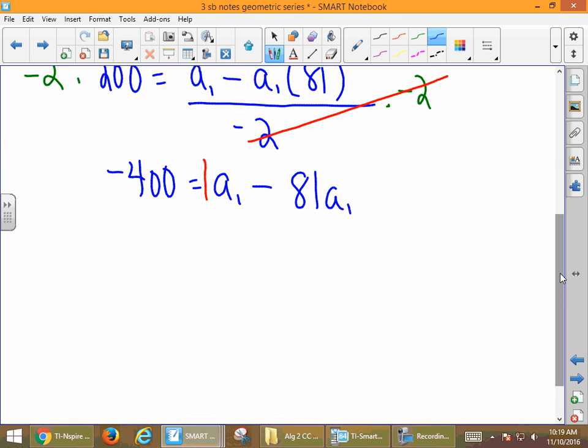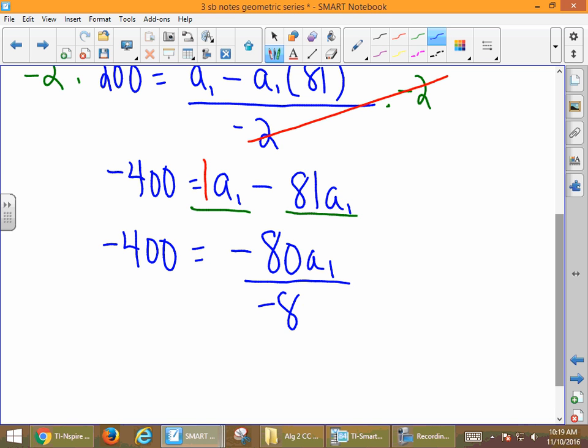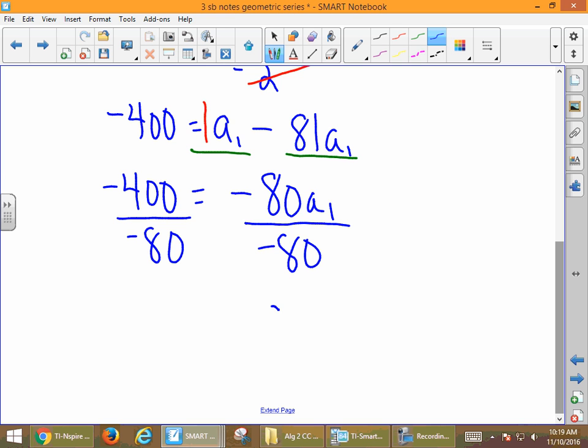And what we have here is like terms. This is 1 A sub 1 minus 81 A sub 1. And 1 minus 81 is negative 80 A sub 1. And that equals negative 400. And as we finish here, because we want to find our first term, it's negative 80 multiplied by A sub 1. So our inverse operation is to divide by negative 80. And when we finish, we get A sub 1 equals 5.